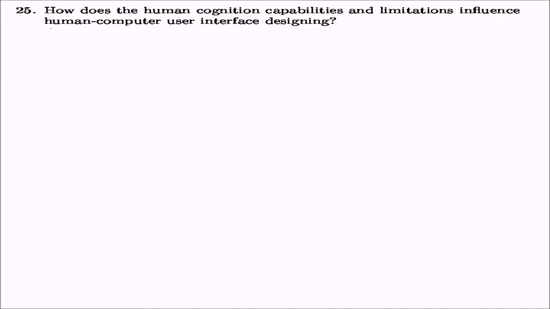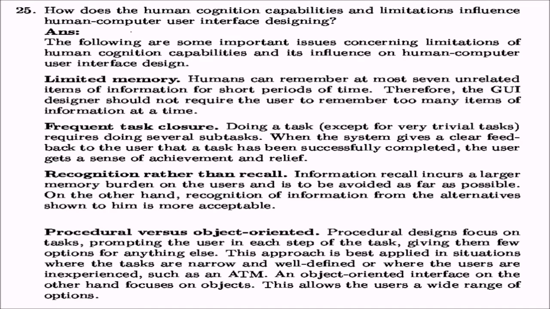Then the question is, how do human cognition capabilities and limitations influence human-computer user interface designing? Human cognition capabilities means how a human sees, and the limitations of these, and how they influence user interface designing. So this is what we are trying to answer. Some important issues concern the limitations of human cognition capabilities: what a human perceives, what the capabilities of a human are, and the influence on the human-computer user interface.